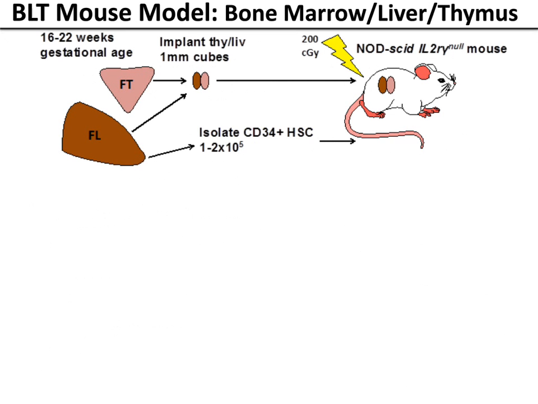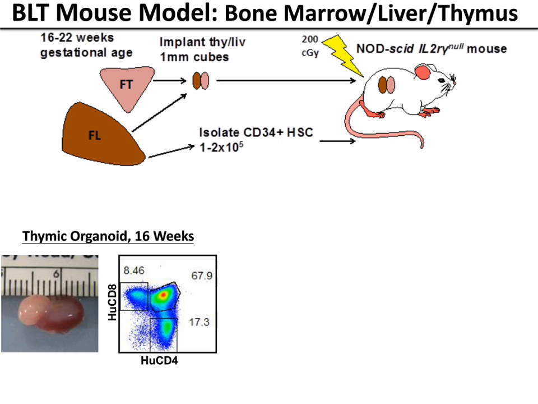Where on the top, I'm showing you that we take fetal thymus and fetal liver. We prepare 1 millimeter fragments of those tissues, and those get injected under the kidney capsule of our lately irradiated NSG animals. We are also at the same time preparing CD34 positive hematopoietic stem cells from that fetal liver and injecting 100 to 200,000 cells intravenously into those recipient mice. As I said, when you do this, you actually grow a functional human thymic organoid in these mice, and that's shown on the bottom left.